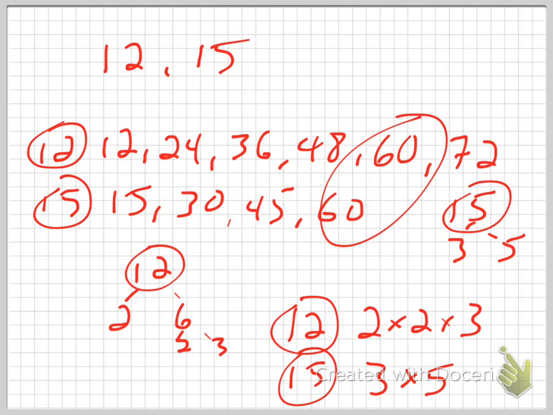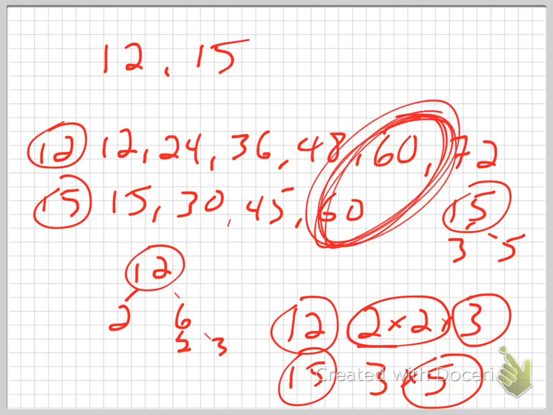What numbers do I have? 2, 3, and 5. Which one has the most 2s? 12. Which one has the most 3s? We're tied. Which one has the most 5s? 15. What is 2 times 2? 4. What is 4 times 3? 12. What is 12 times 5? 60. Same answer, right? Yep.